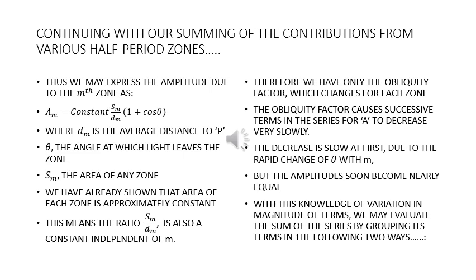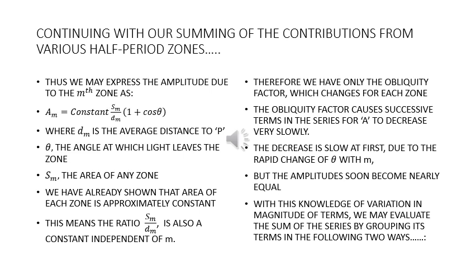Continuing with our summing of the contributions from the various half-period zones, we may thus express the amplitude due to the mth zone as Am = constant times Sm/dm times (1 + cos theta), where dm is the average distance to P, theta the angle at which light leaves the zone, and Sm the area of any zone. We've already shown that the area of each zone is approximately constant. This means that the ratio Sm/dm is also a constant independent of m. Therefore, we have only the obliquity factor which changes for each zone.